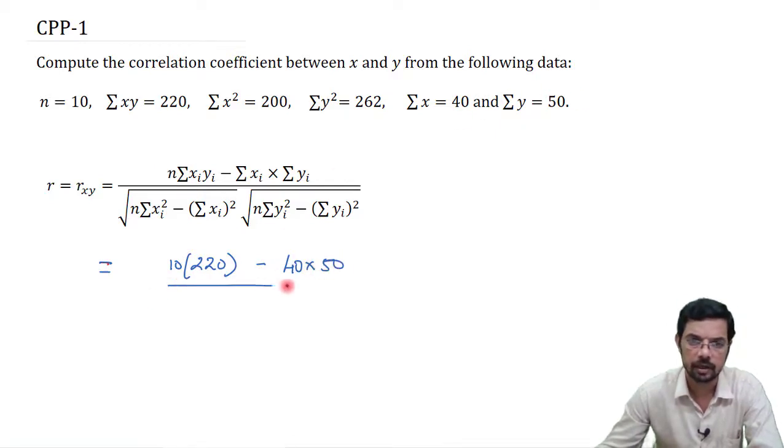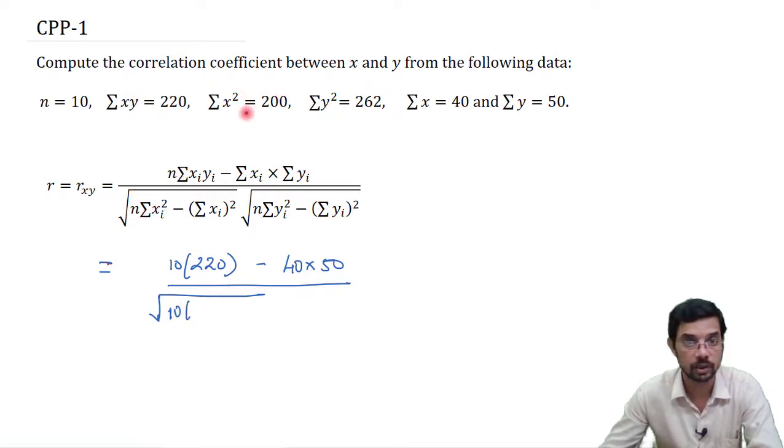Divided by the square root of n into sigma xi square. N is 10. What is sigma xi square? Sigma xi square is the sum of squares of the variables, that is 200, minus sigma xi the whole square. Sigma xi is 40, so this is 40 the whole square.